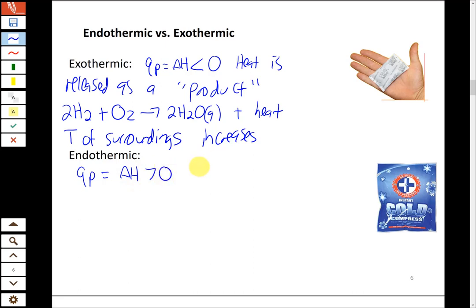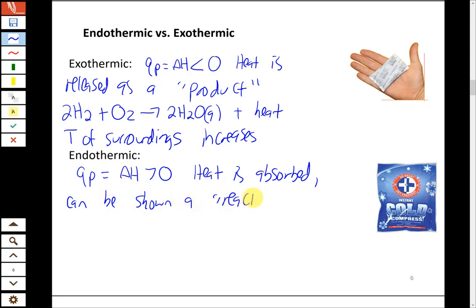In an endothermic process, endo means into, if you're a Latin scholar. It means heat is absorbed during the process. And you can then think of the heat as a reactant, again in quotes because it's not a substance, but it's going into the reaction to make it happen.